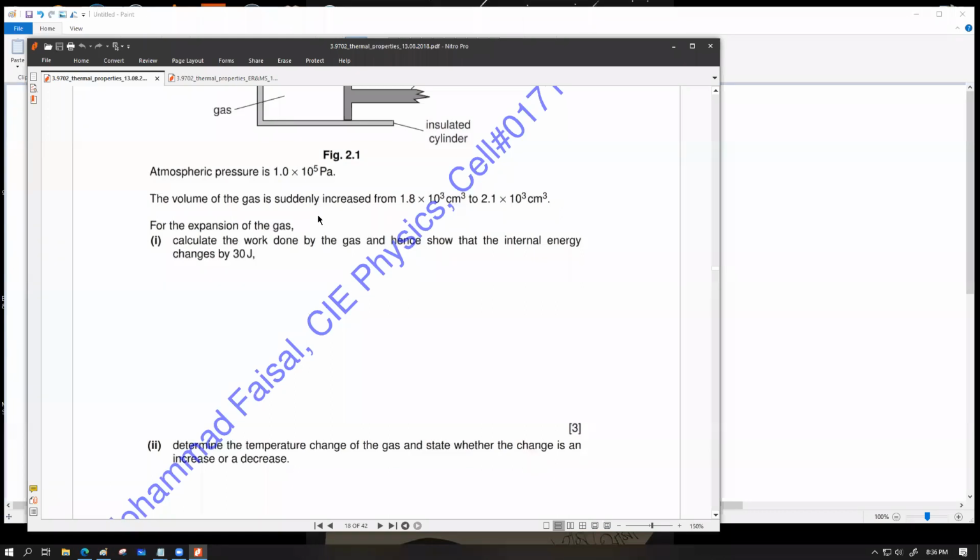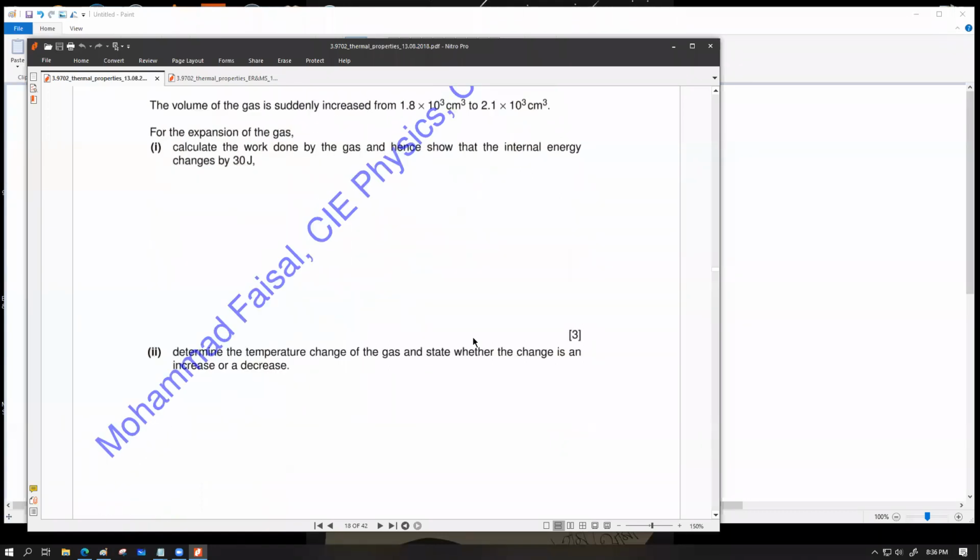PV equals to nRT, nR is a constant, so delta PV should be proportional to delta T. P1 V1 by P2 V2 equals to T1 by T2. Yeah, okay yes, I got it. It's not rocket science.